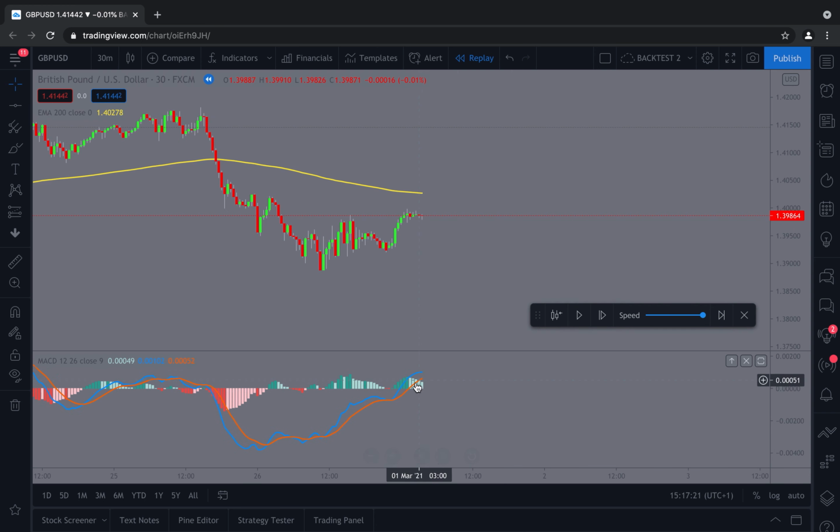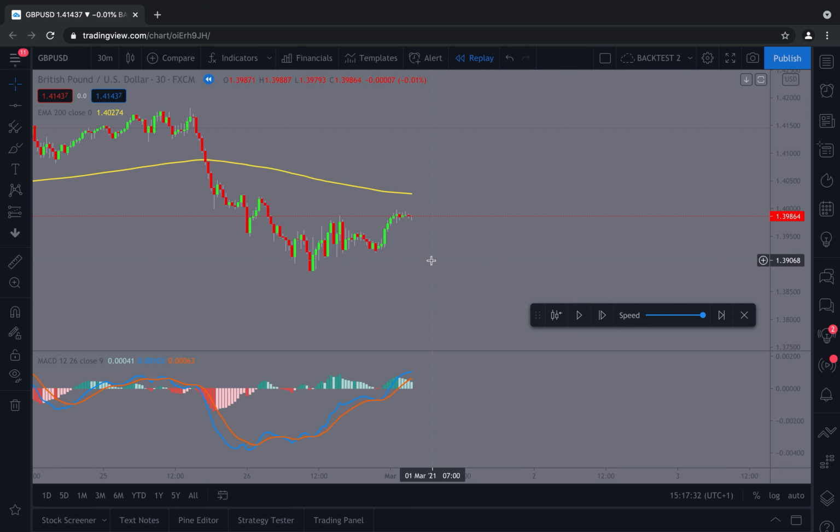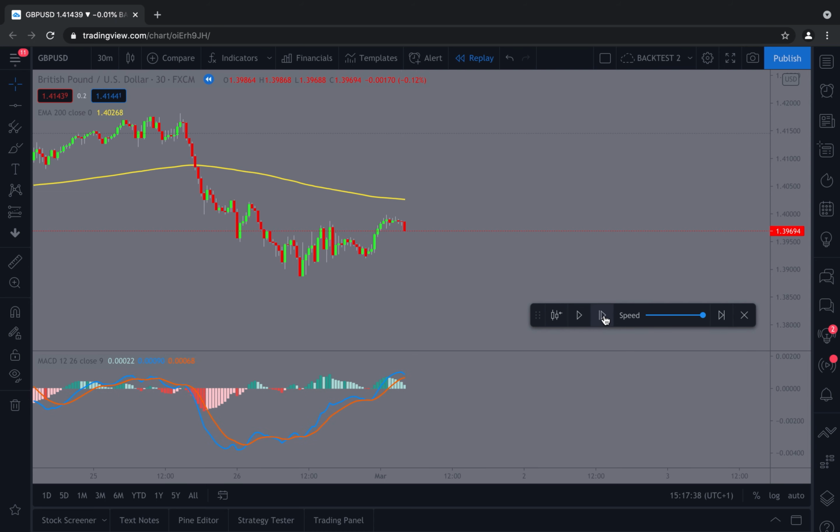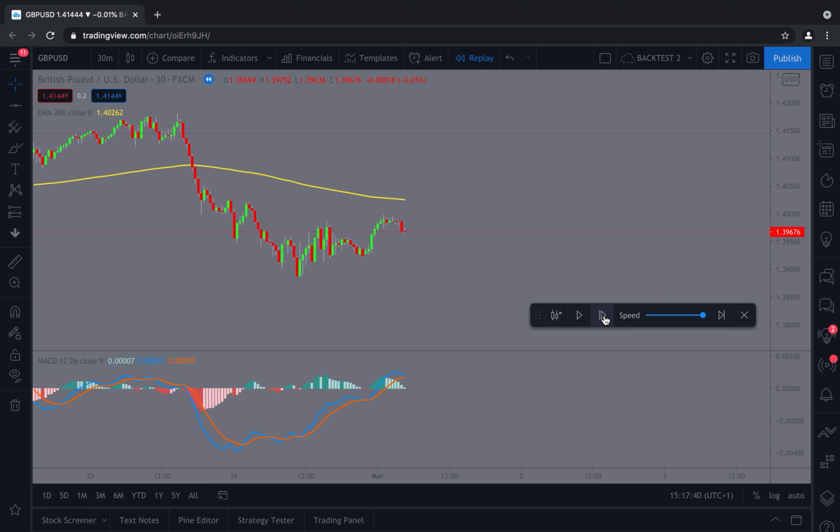Okay, so now we're above this 0 line. The blue line is above our orange line. We're below this exponential moving average, so we're looking for sells. Okay, and now we're interested. So now we're just looking for this blue line to cross back from above to below the orange line. Okay, let's see if we can get that.